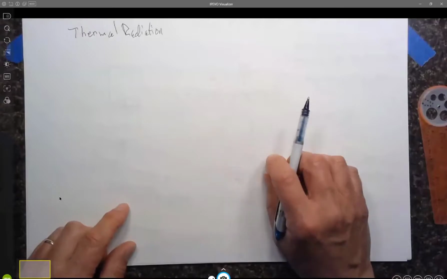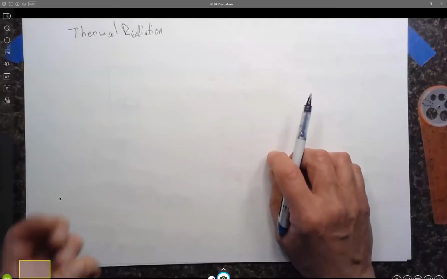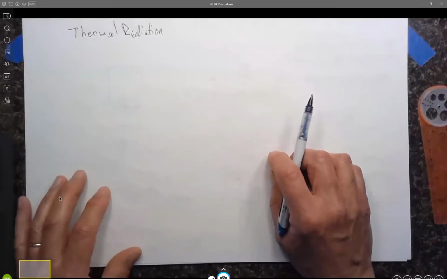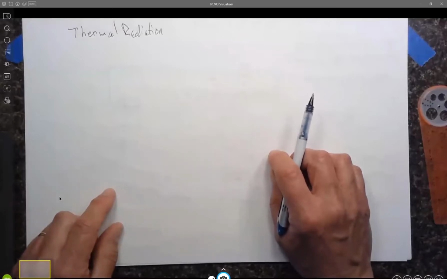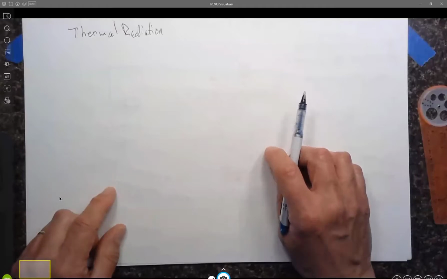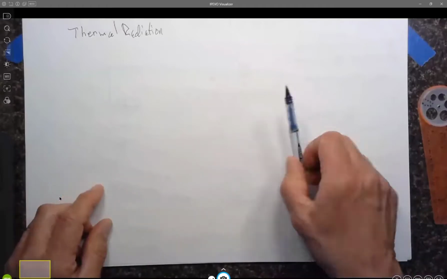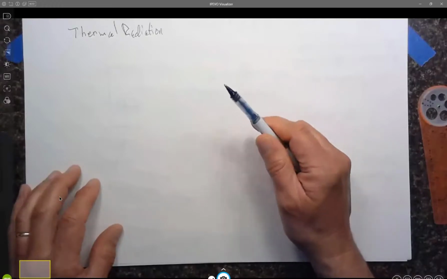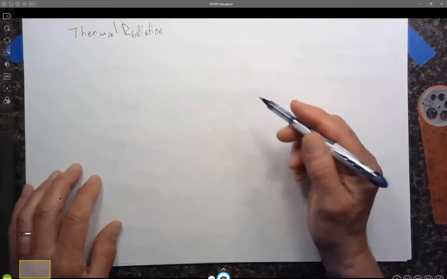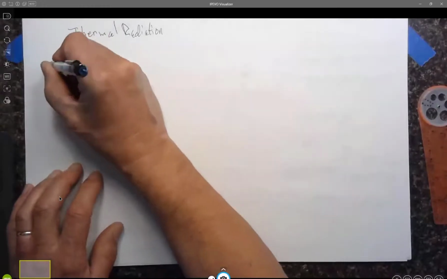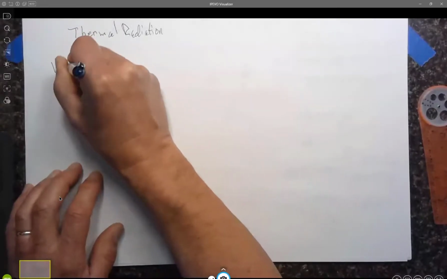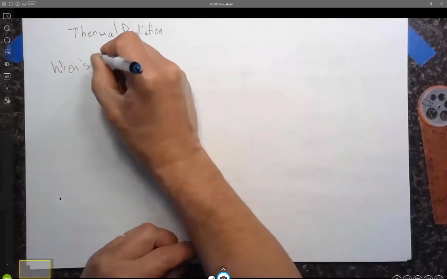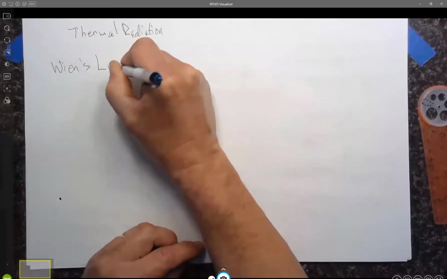And there are a couple of rules about radiation that are actually mathematical or scientific laws, which are just these mathematical descriptions of what's going on. And they were discovered in the late 1800s. One of them is called Wien's Law. And it has to do with describing the radiation that things give off.